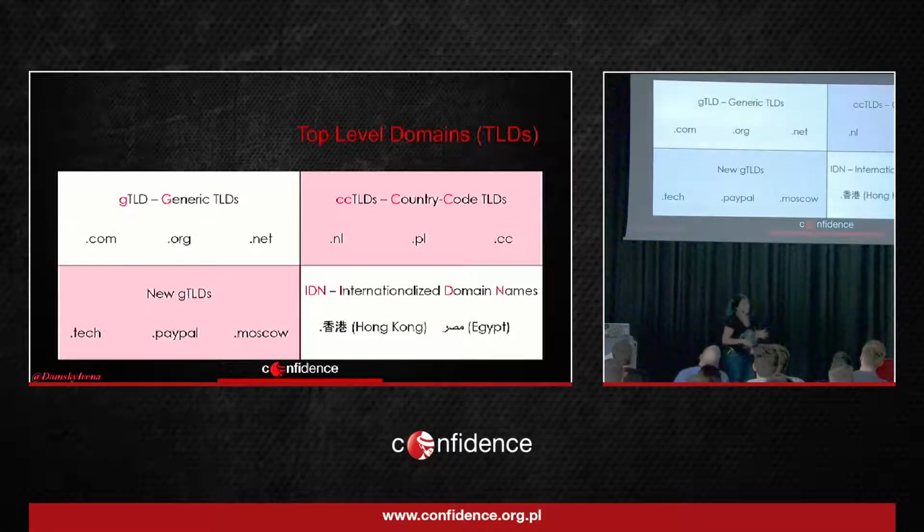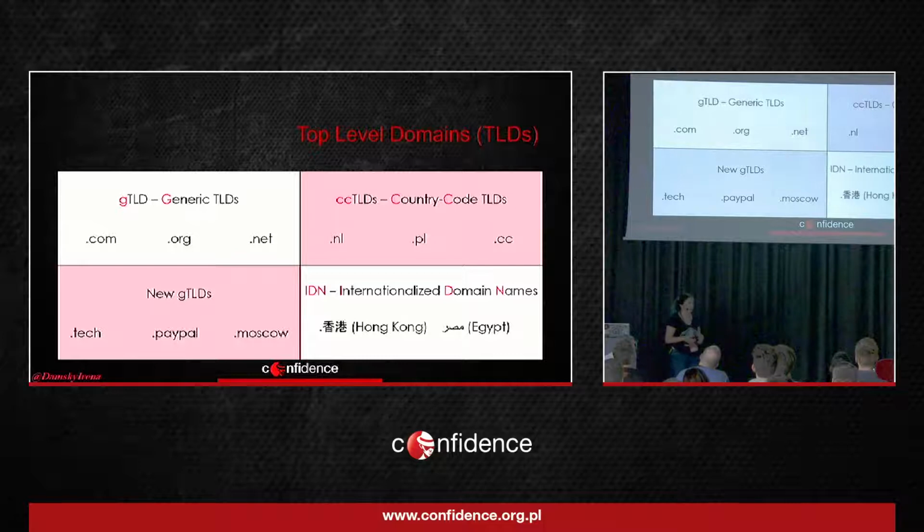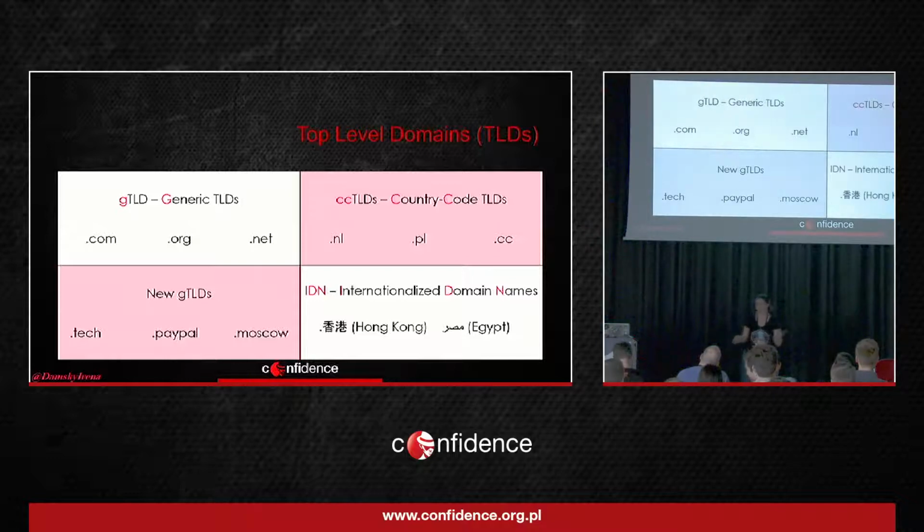Let's talk about TLDs. gTLDs, the generic TLDs, the ones that we all know and love, are .com, .net, .edu, have been with us forever. And a few years ago, new gTLDs were introduced. Stuff like .tech, .paypal, .moscow. You can actually register a TLD for your business. So for example, PayPal might one day register .paypal. And when I say one day, it takes about 2 years currently to approve a new TLD with ICANN.